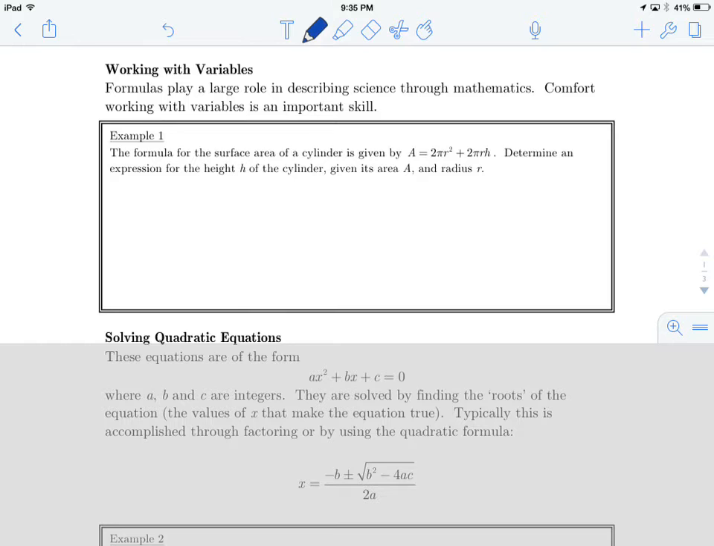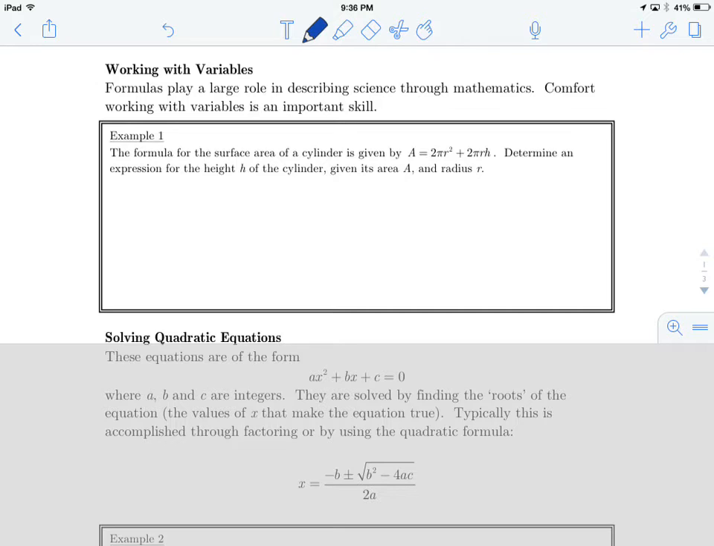First and foremost, we come to the ability to work with variables. Almost everything that we're going to describe this semester deals with equations, and we need to be able to manipulate formulas without having to substitute numbers all the time. So here's a quick little example.